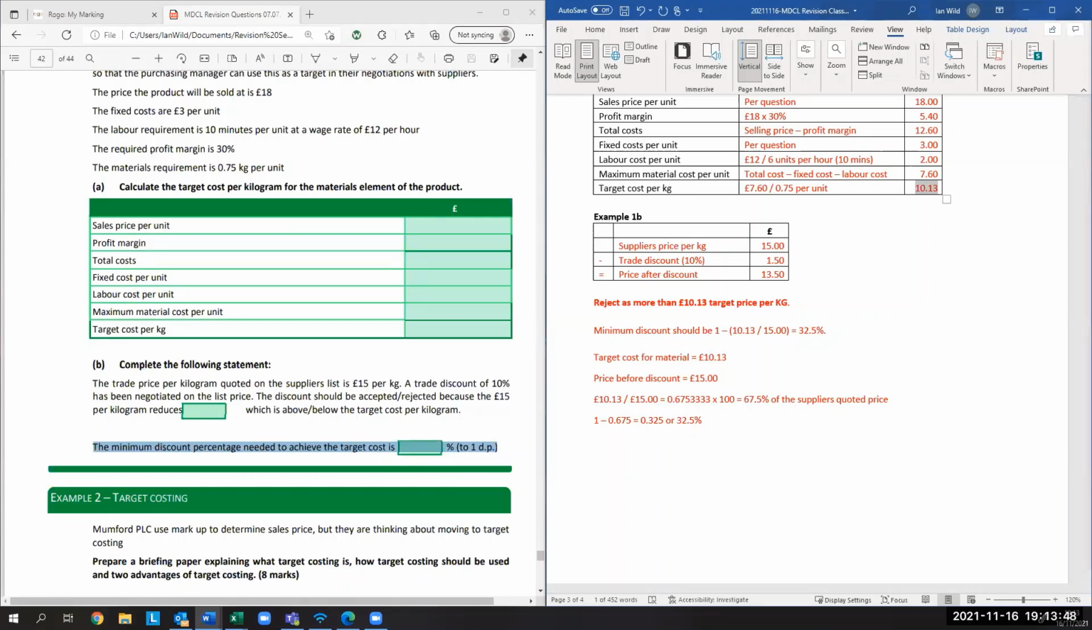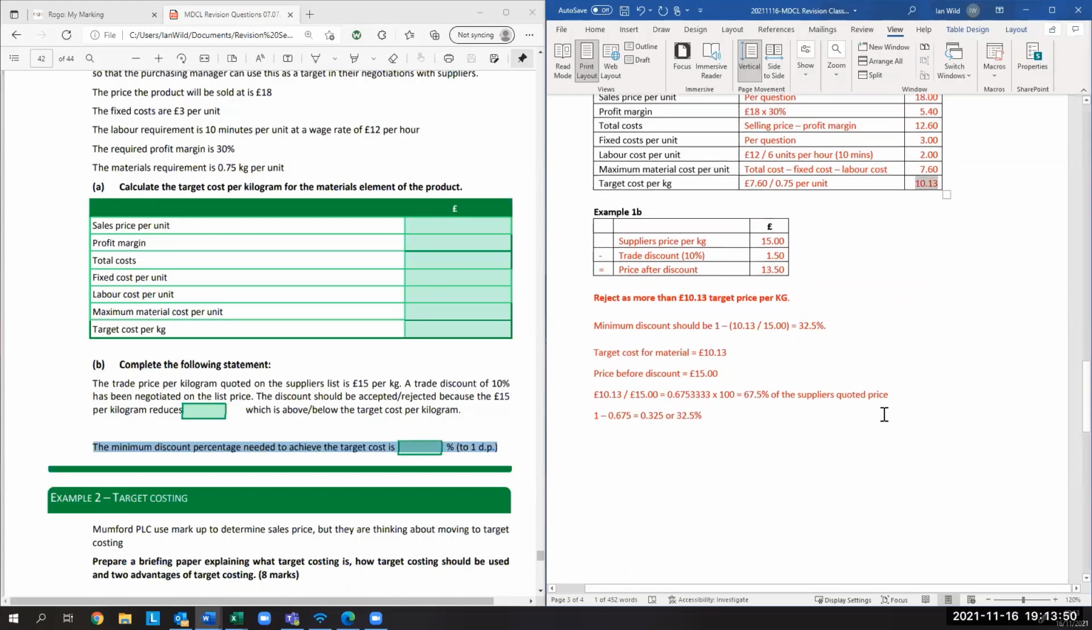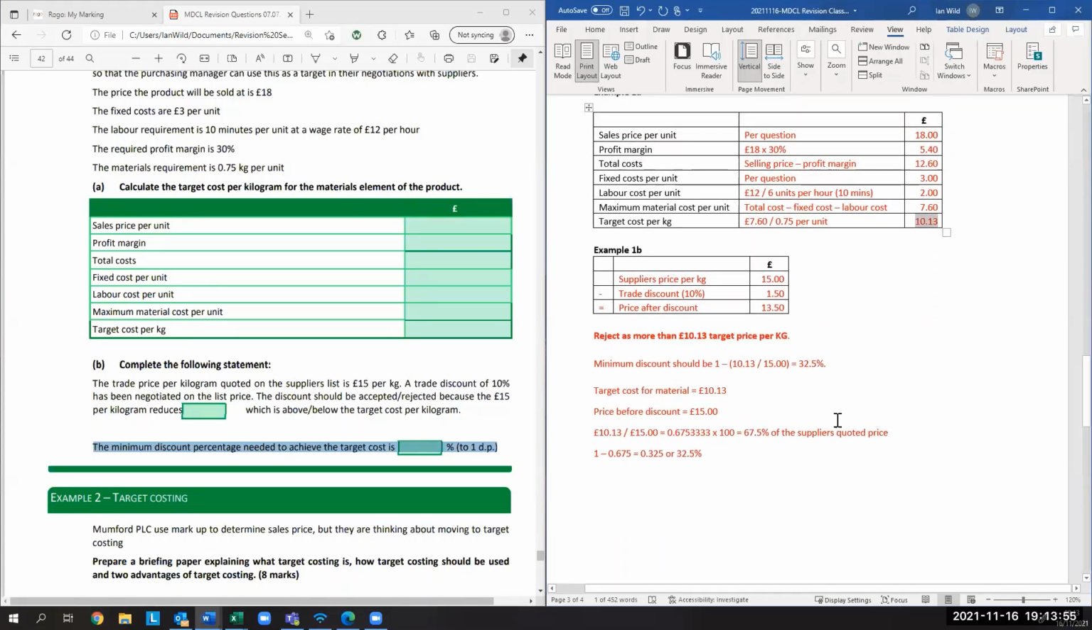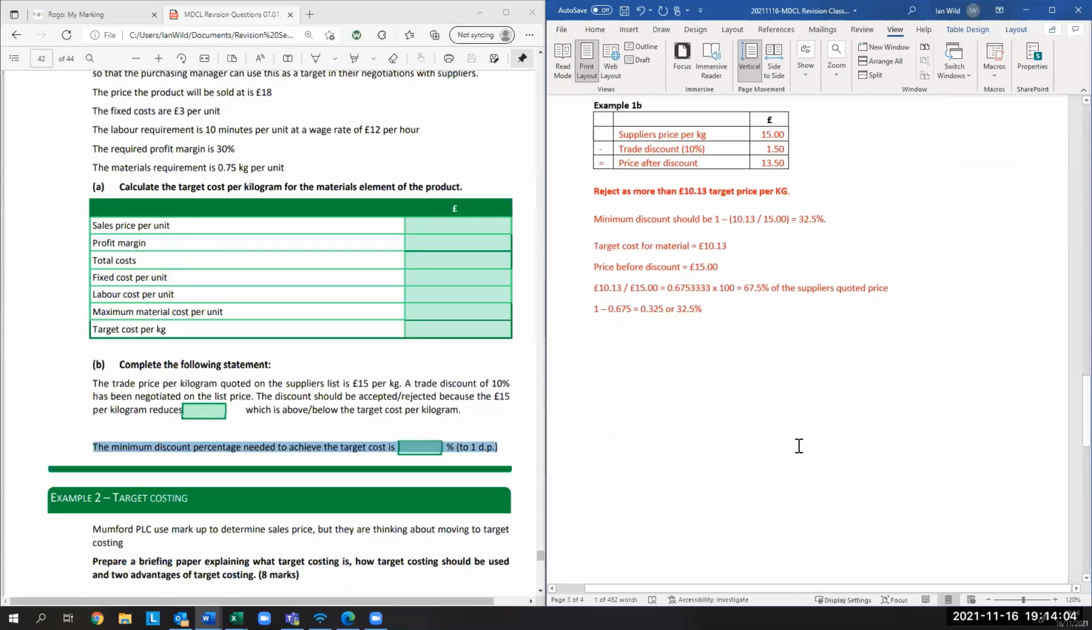Brilliant stuff. How do we feel about that? We're going to have one last bit and have a look through the theory element for target costs. Before we move on, are we all okay? Brilliant. Well, you're making me work hard for this one, that's for sure. Great stuff.